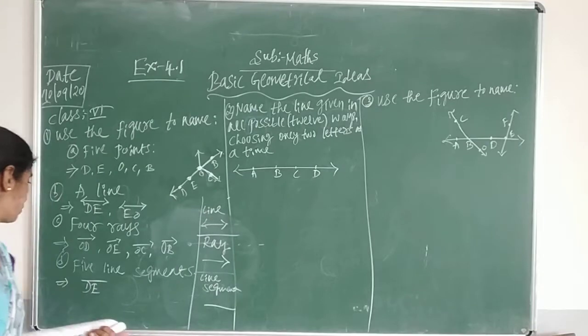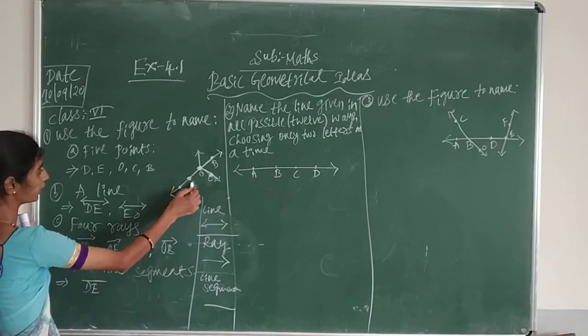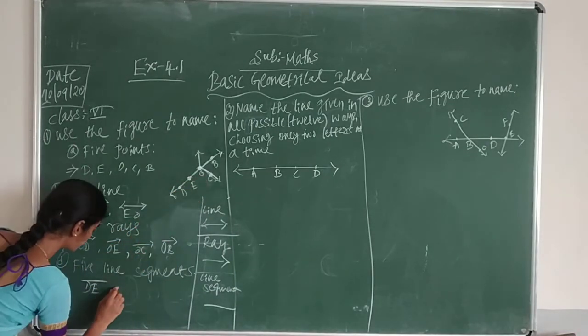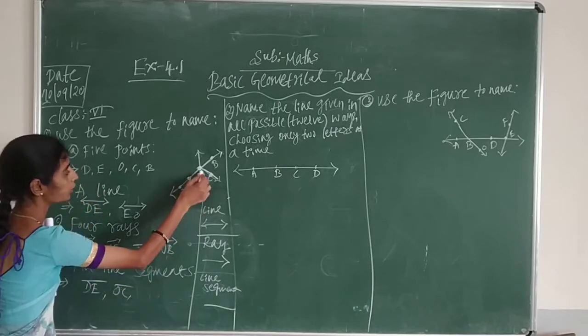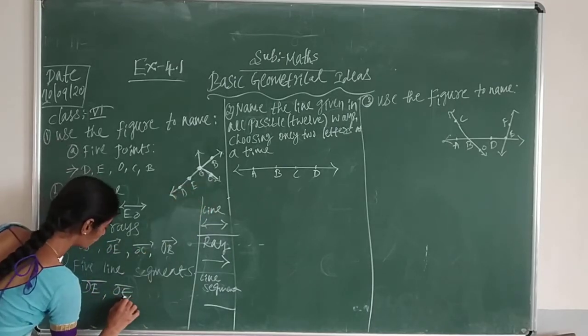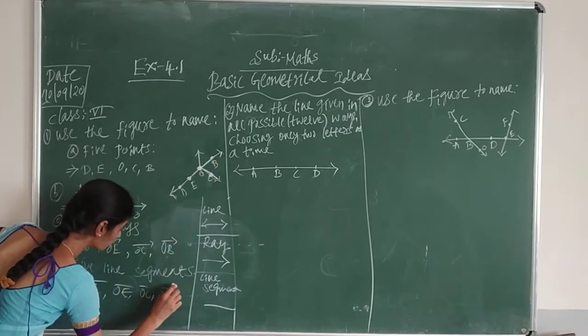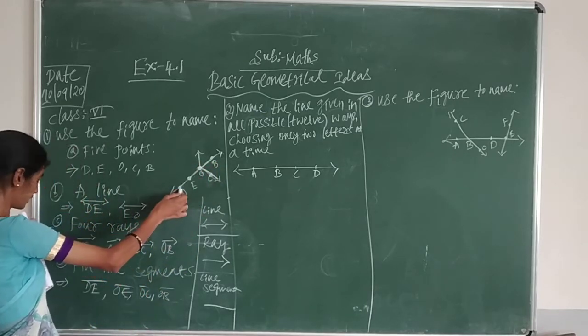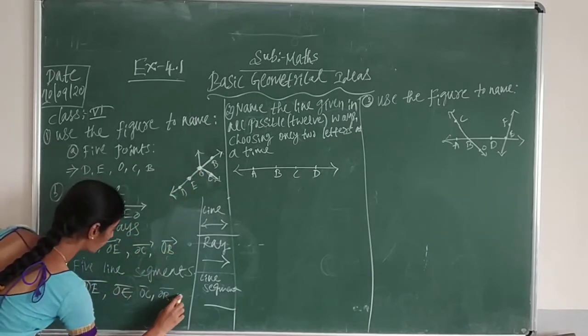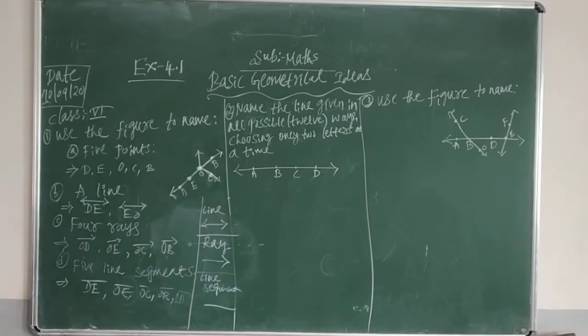Which are those? You can write DE, then OE. Next you can write OC. Then you can write OB. Yes or no? So OD. One more you can take OD. So these are the 5 line segments.